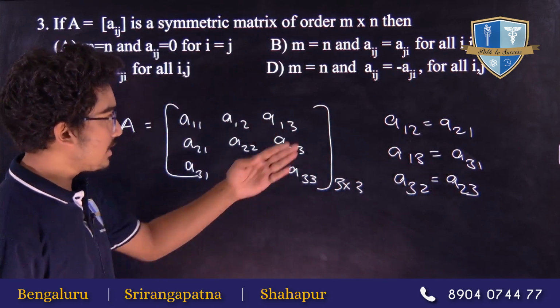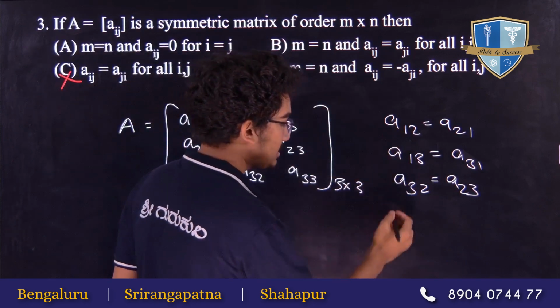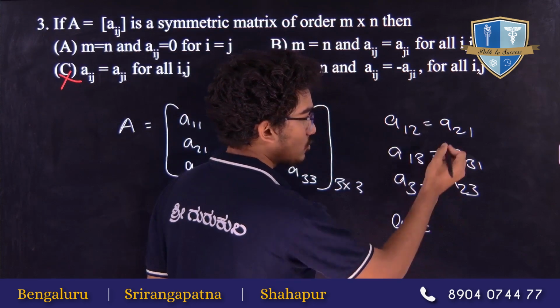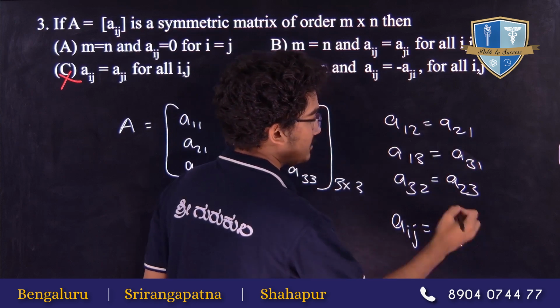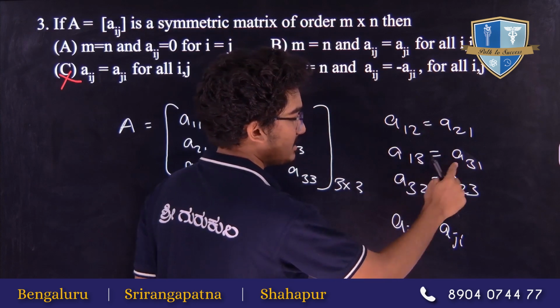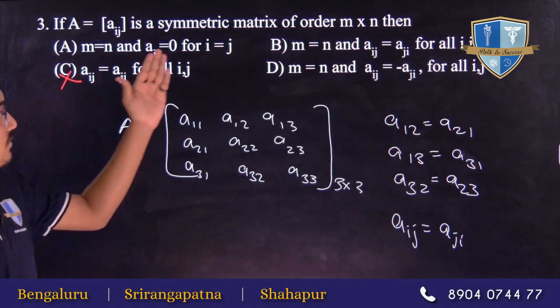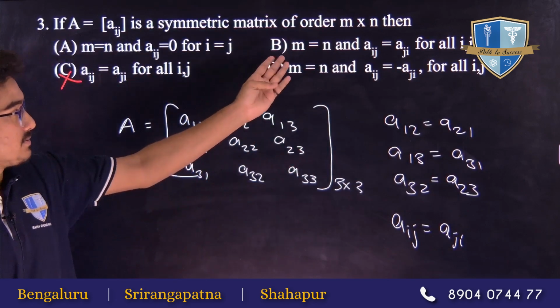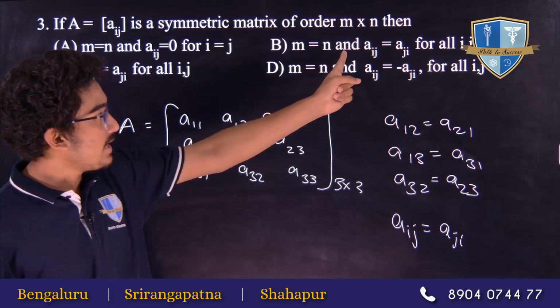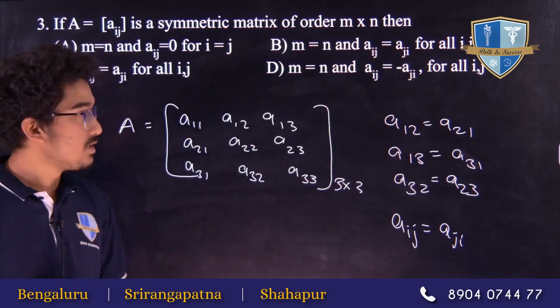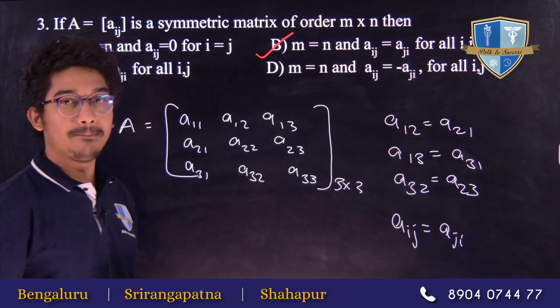So here you will see one pattern. If we try to generalize this, if it is Aij, it will be equal to Aji. See, Ij, Ji, Ij, Ji. So which of these options will be the correct answer? It's option B. See, m should be equal to n and Aij should be equal to Aji for all values of i and j. So the correct option will be option B.